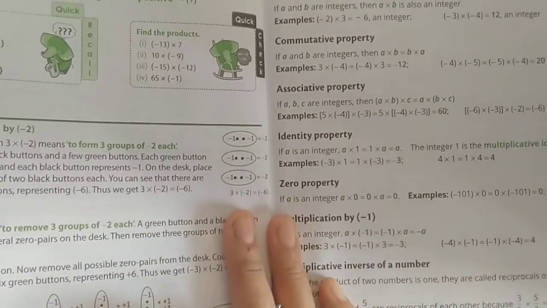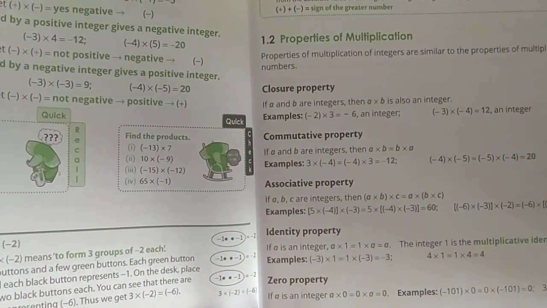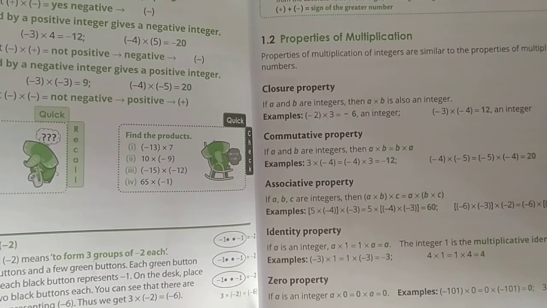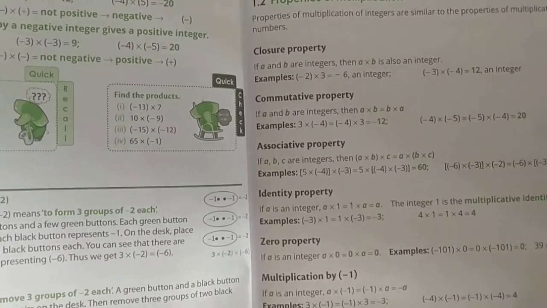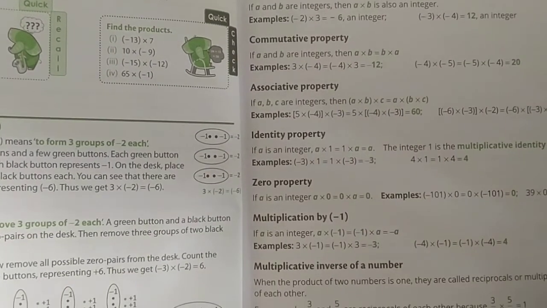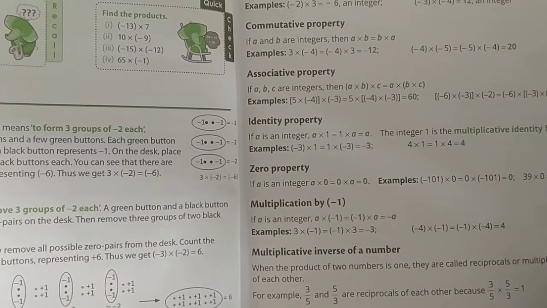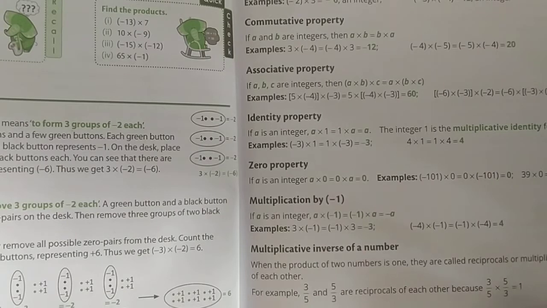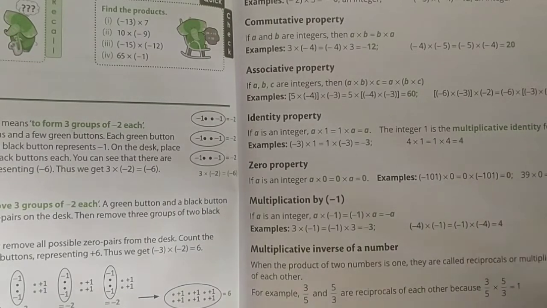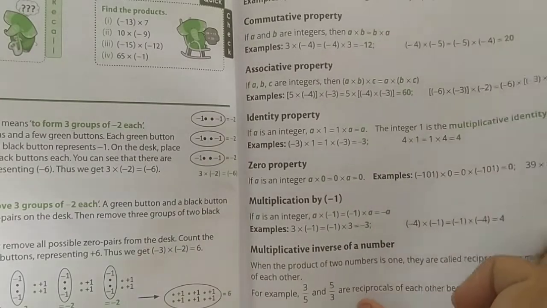So I already explained to you the properties of multiplication of integers: closure property, commutative, associative, identity, zero property, multiplication by -1 and multiplicative inverse of a number. We have already done these. I think you practice well at home.